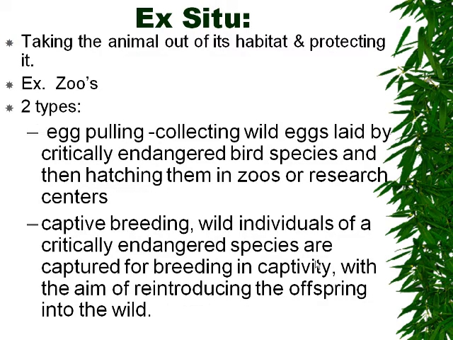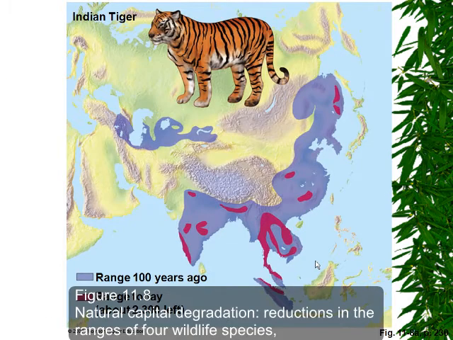And ex situ is to remove it from the habitat. So essentially you're going to take the animal out of where it's supposed to live and put it in a zoo. There are 2 types. You can take the eggs, the young, and collect them and then hatch them in zoos or research centers and keep the animals essentially in captivity or in controlled areas where we can watch them and make sure that that species doesn't become extinct. And then captive breeding is the other option as far as continuing that species in an ex situ situation.